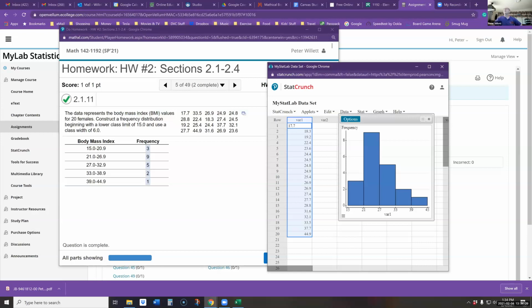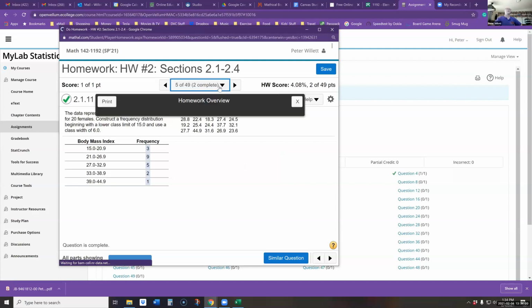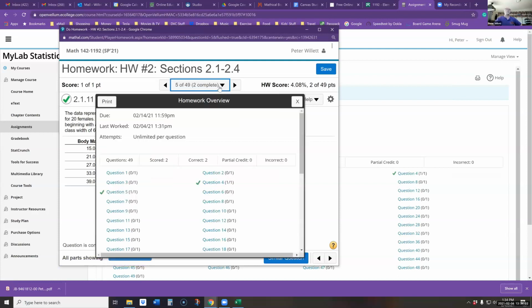All right, and let me just also point out while we're here, I shot a video posted already about how to do histograms in StatCrunch on Canvas in our 3rd module. All right, so as with any of the homeworks, you can jump around and do the ones you want. So let's say I skip over to number 7 here, see what we got.